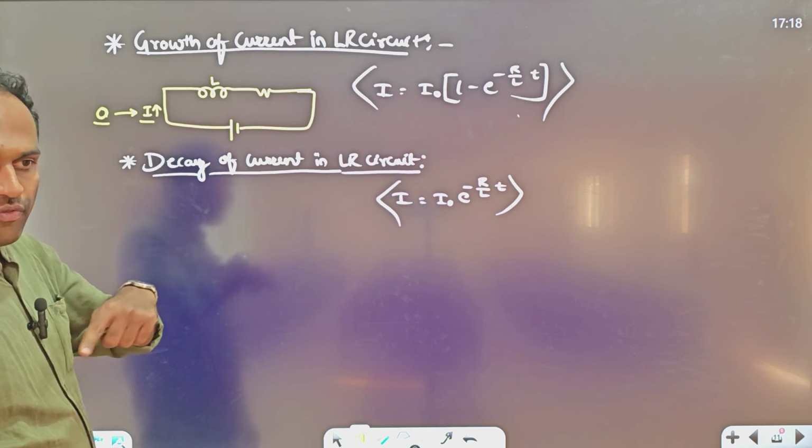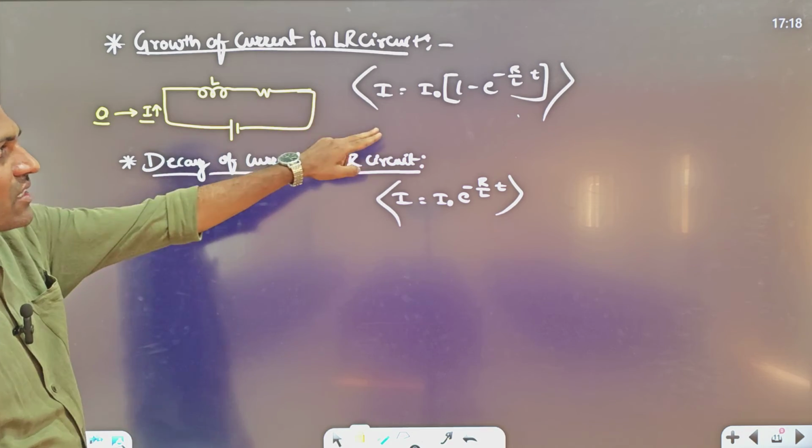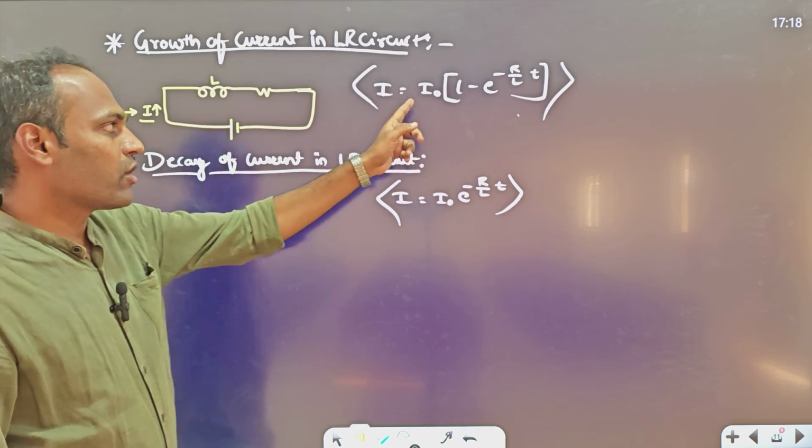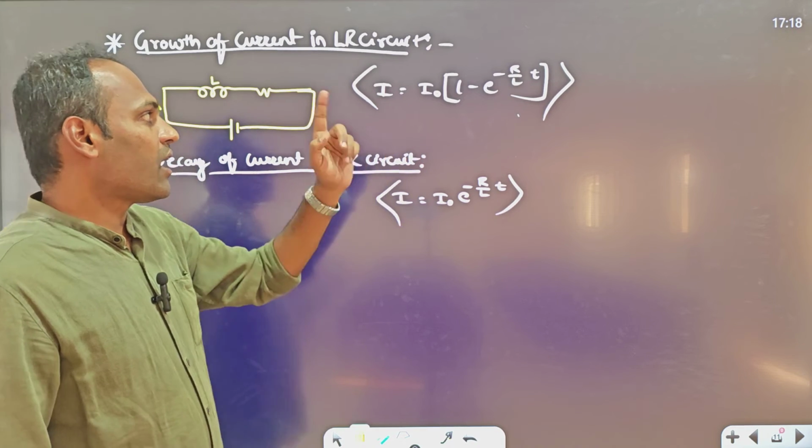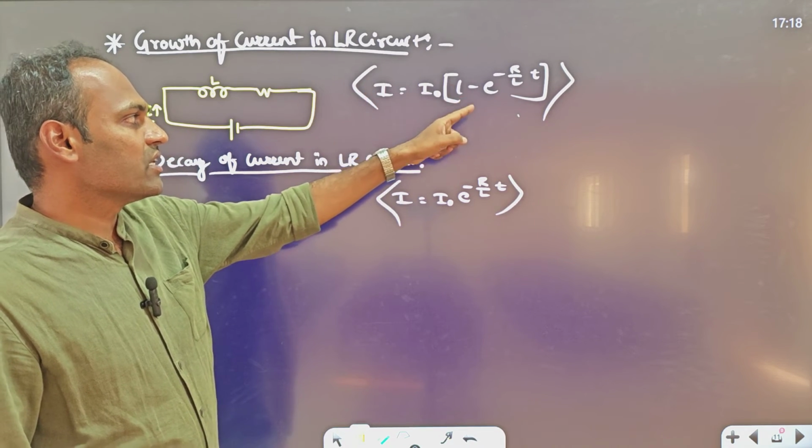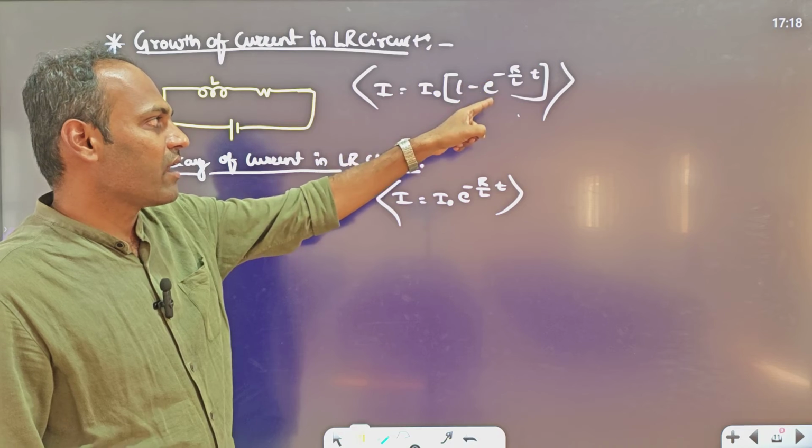So in that phase, how much will be the current in the circuit? That is this formula. I is equal to I naught, I naught is the maximum current. I is equal to I naught into the bracket 1 minus e raised to minus R by L into t.